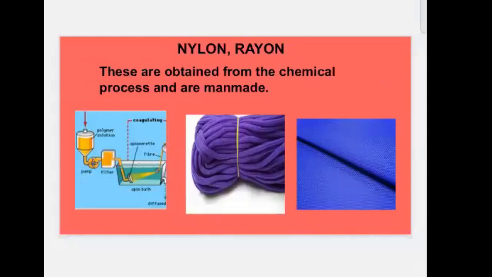Okay. Now we are going to see the different processes involved in making clothes. Till now we have seen fibers, yarn and different types of fibers. So from now onward we are going to see the different processes involved in making clothes.